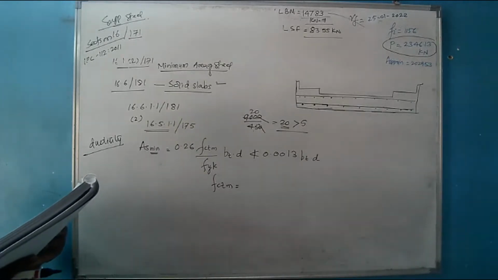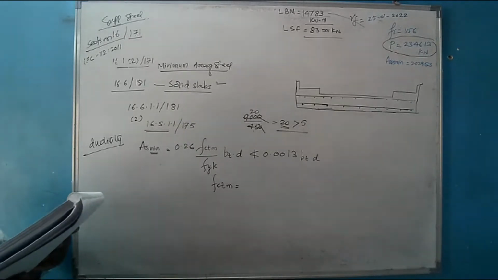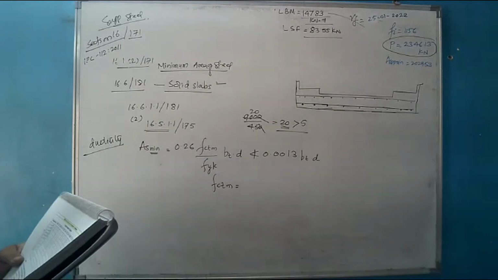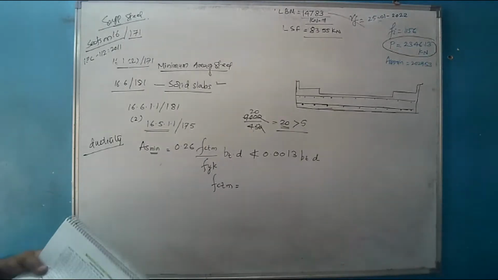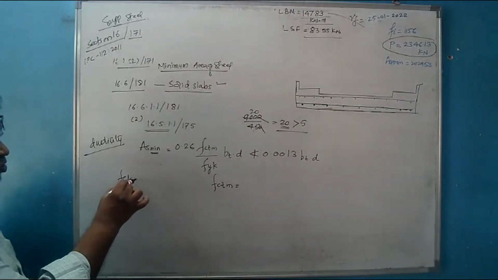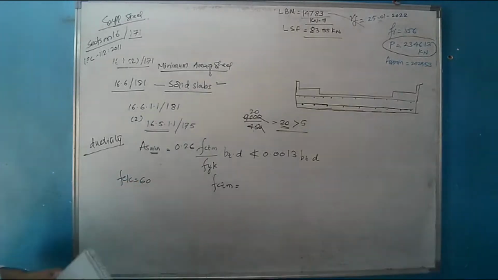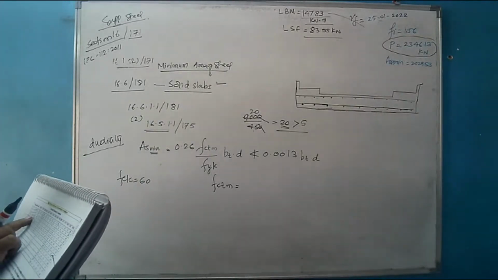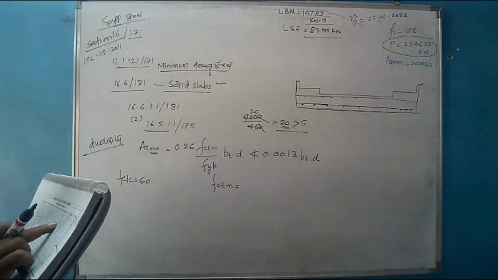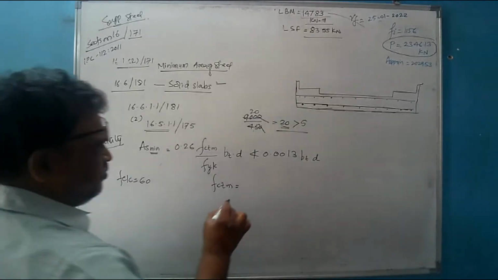ये fck, fcm, fctm, fctk ये सब यहाँ पर डिफाइन किया है. What is the value of fctm for M? What is the grade of concrete? It is fck equal to 60. So what is the value of fctm corresponding to that? It is equal to 4.